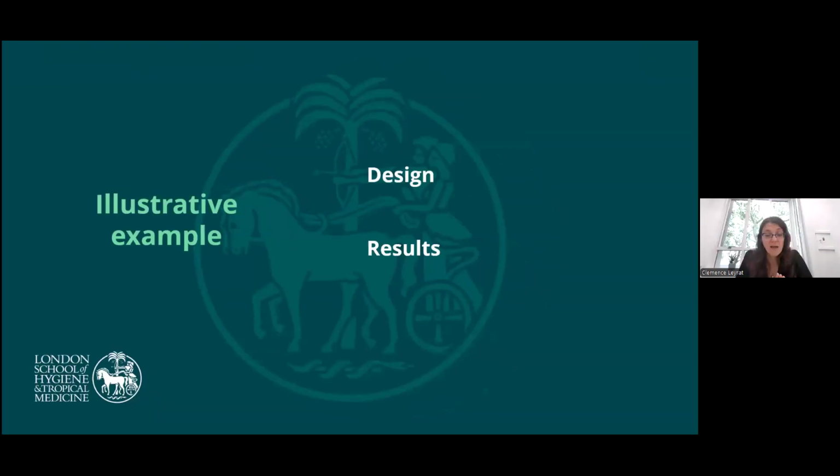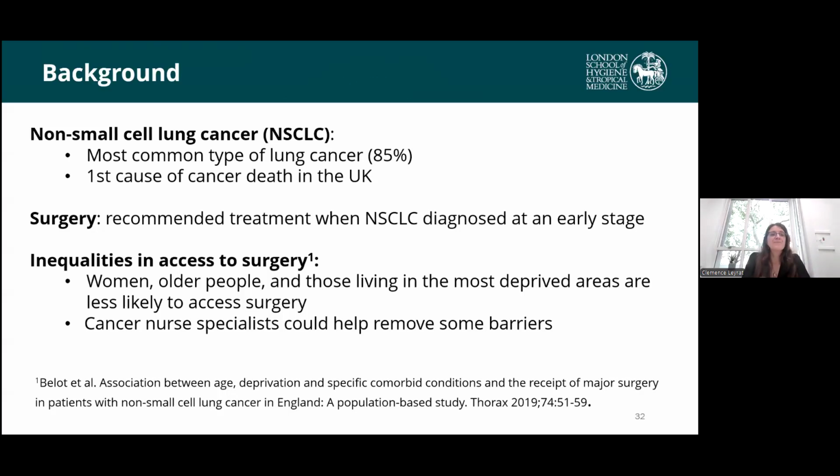Okay, so now I've briefly talked about specific considerations. So I want to finish with an illustrative example. And first, a bit of background. So it's an applied example in cancer. Non-small cell lung cancer is the most common type of lung cancer. And if it's diagnosed at an early stage, usually stage 1 or 2, surgery is the recommended treatment.